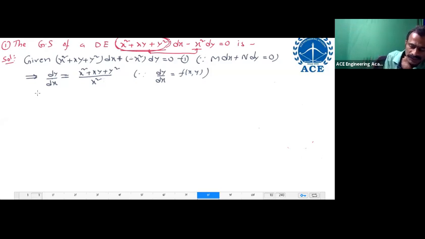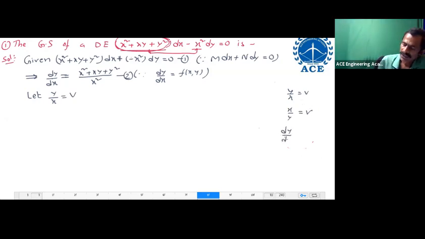That is why we can solve it by variable separable indirectly only. To reduce this to variable separable form, we have a substitution. Let y by x equal to v. We can take y by x equal to v, or we can take x by y equal to v. Any one we can choose. Whatever you choose, you get the answer. But generally we choose like this only.